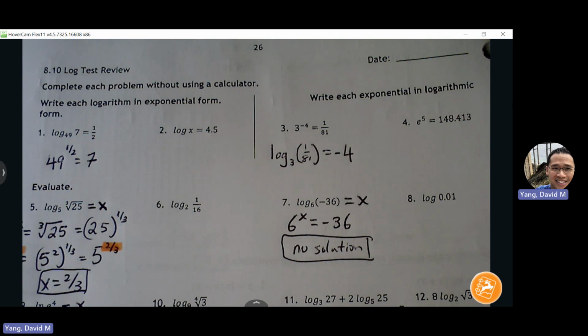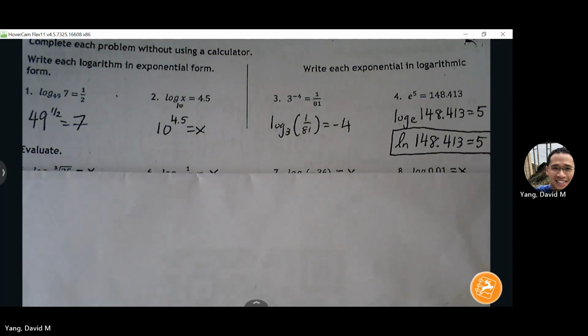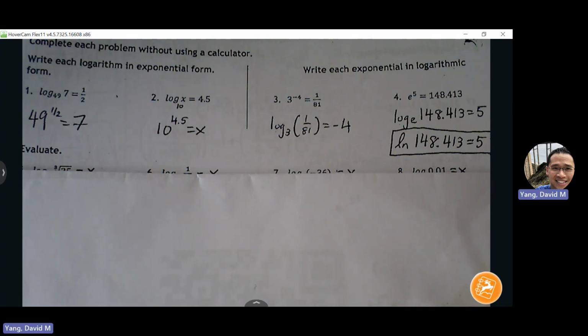Hey guys, evens. Okay, number two, there's a hidden base. That base is 10. 10 to the 4.5 equals X.